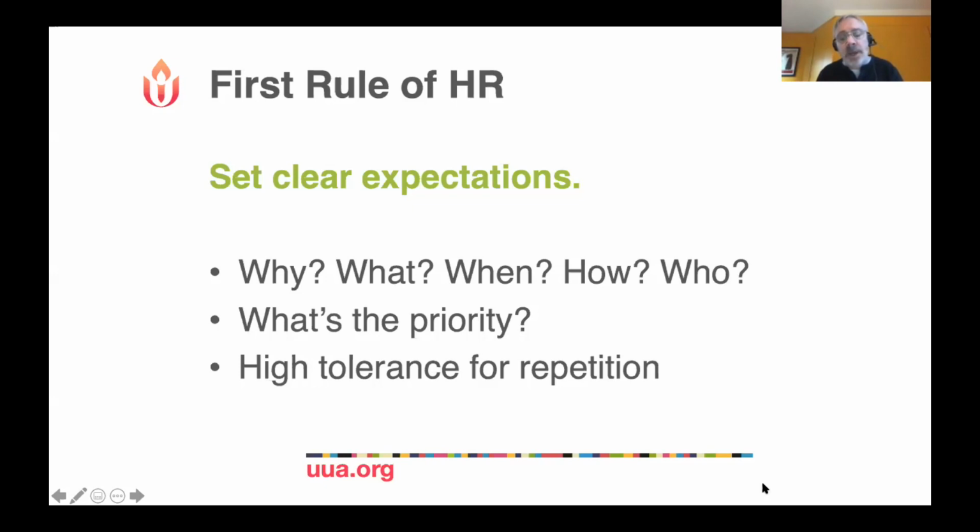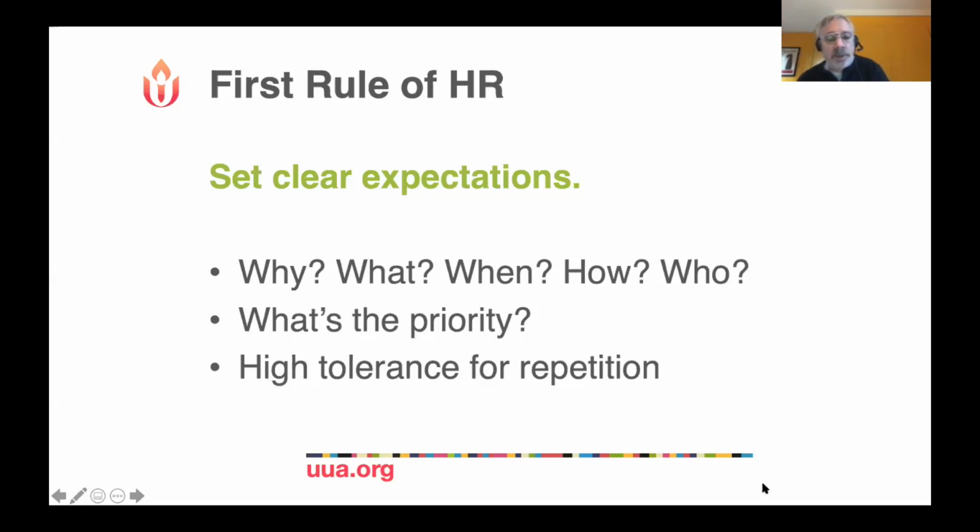And then help them set priorities. How does this task fit within the 100 other tasks that they're supposed to be doing? So you need to be setting priorities for your staff and having those discussions about where this is a priority this week, this is not so much a priority, work on this, don't work on that.